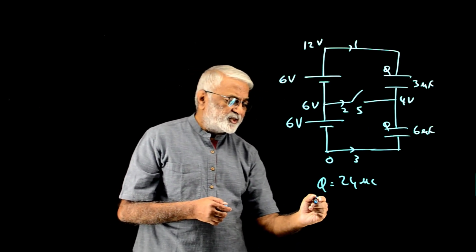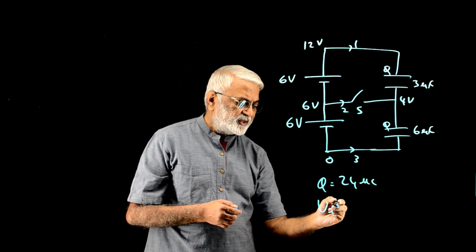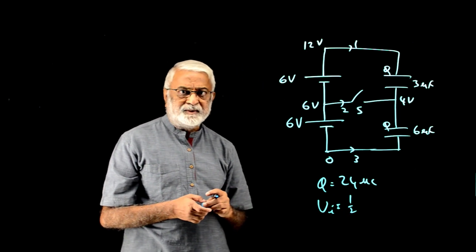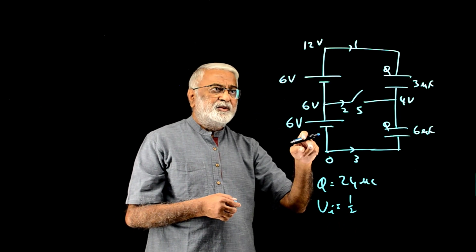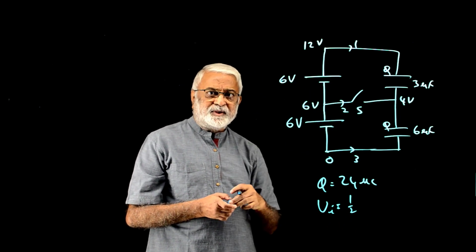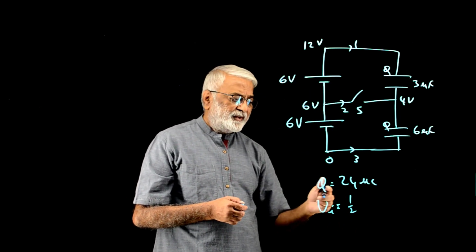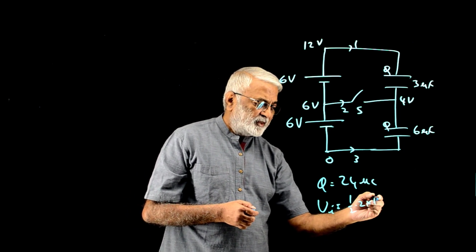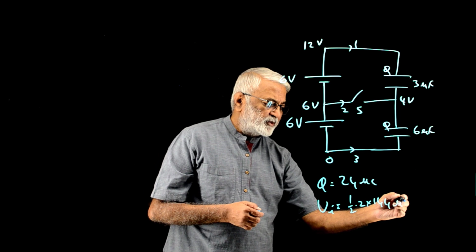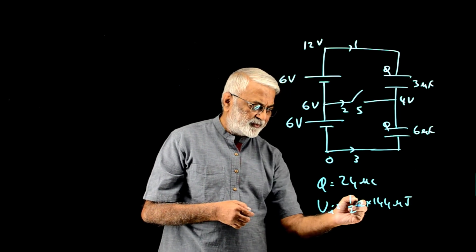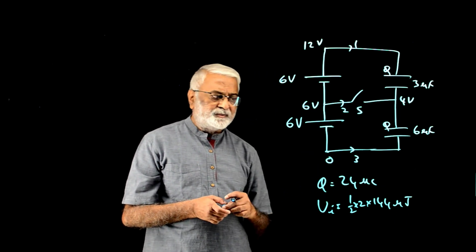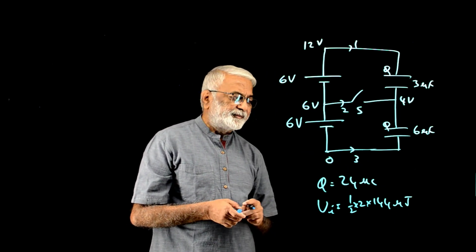What is the initial energy? Half CV squared, half C of the equivalent capacitor, that is 2 microfarad, into 12 squared, that is 144. This is 2 microfarad and 144, so this is this many microjoule. So that's it, that is 144 microjoule. We know the initial state.